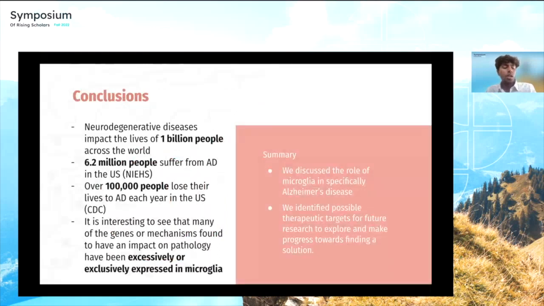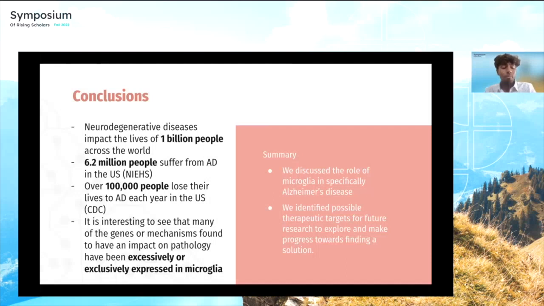So in conclusion, neurodegenerative diseases impact the lives of 1 billion people across the world, which motivated me to write my paper not only on microglia and Alzheimer's disease, but also Parkinson's and ALS. We can better have a grasp of the underlying causes of these diseases by looking at mutations that occur in the biological process of the brain.